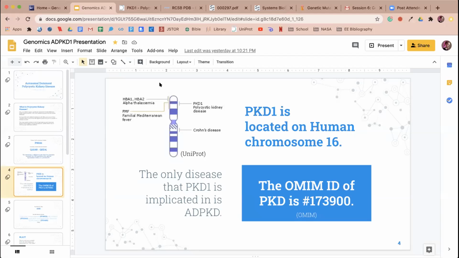It's located on the 16th chromosome, as you can see from this diagram here. I don't know if you can see my mouse, but the only disease that it's involved in is polycystic kidney disease.